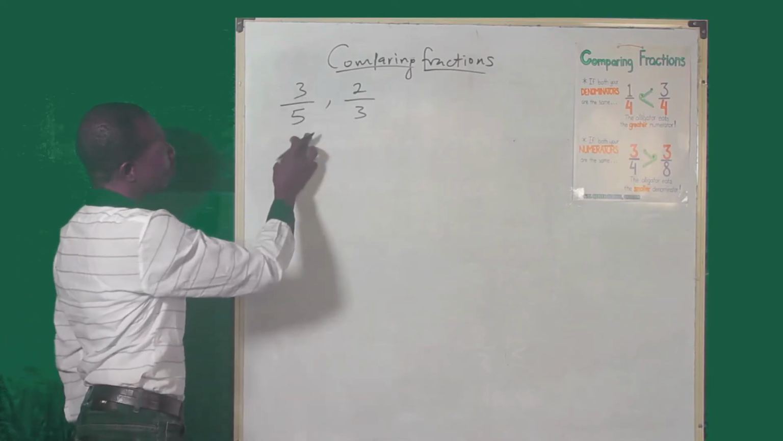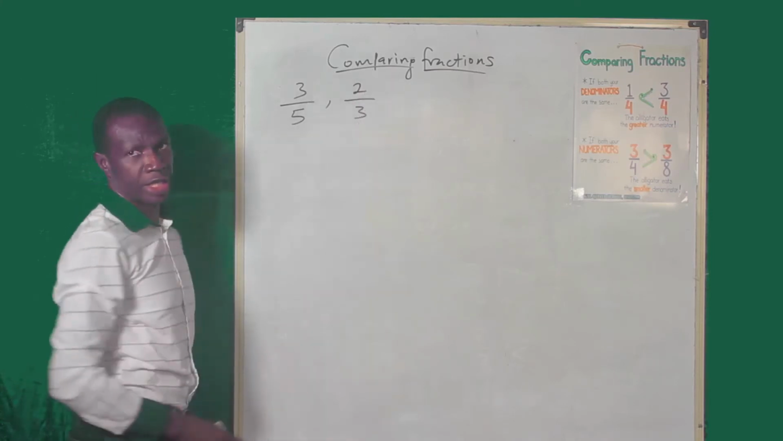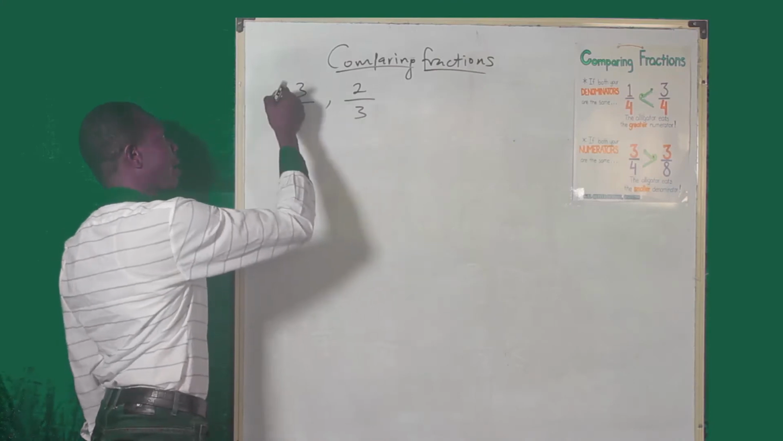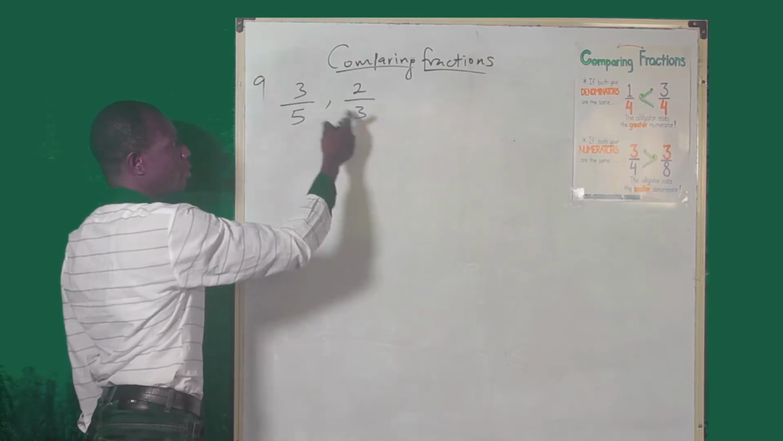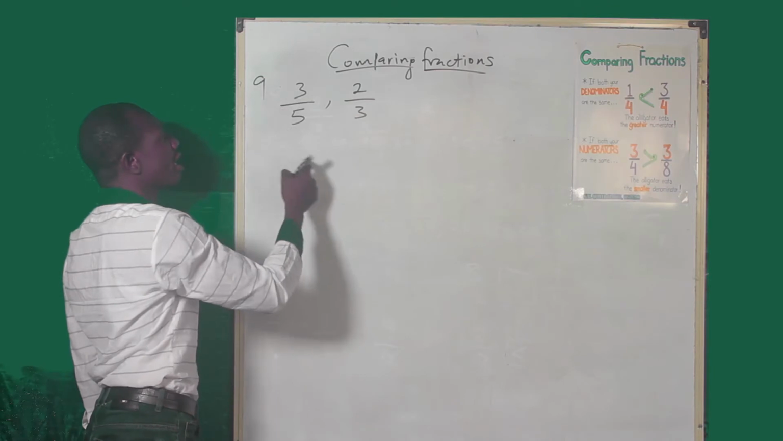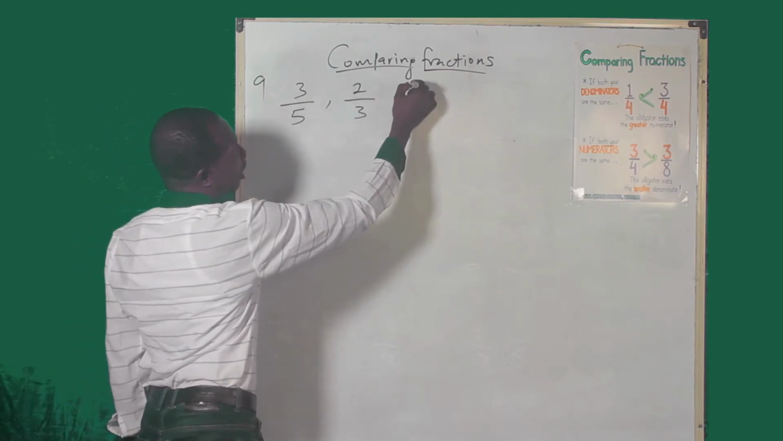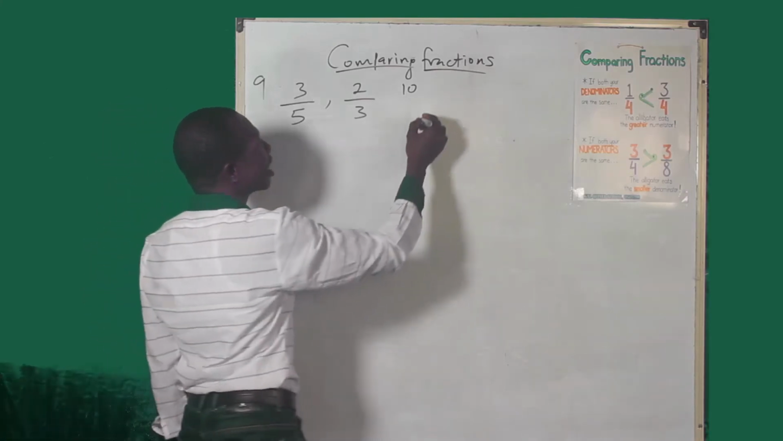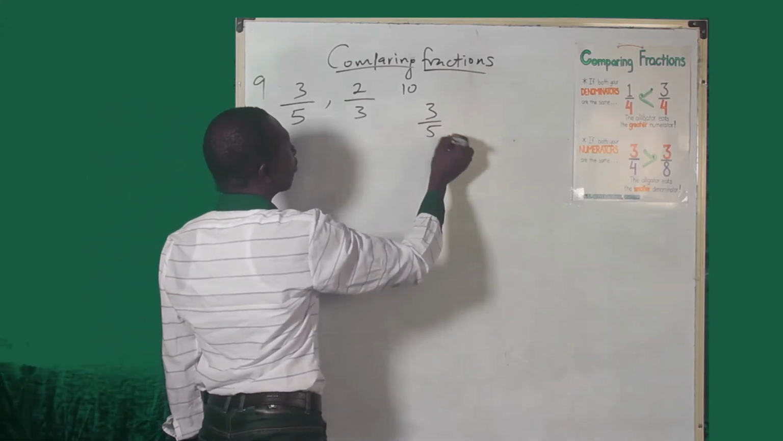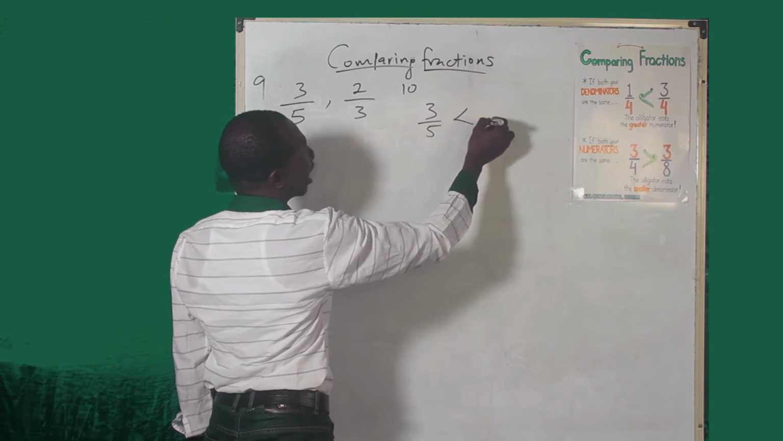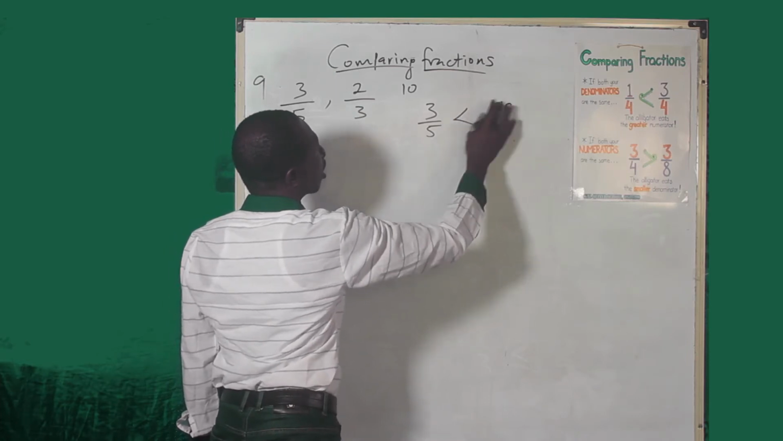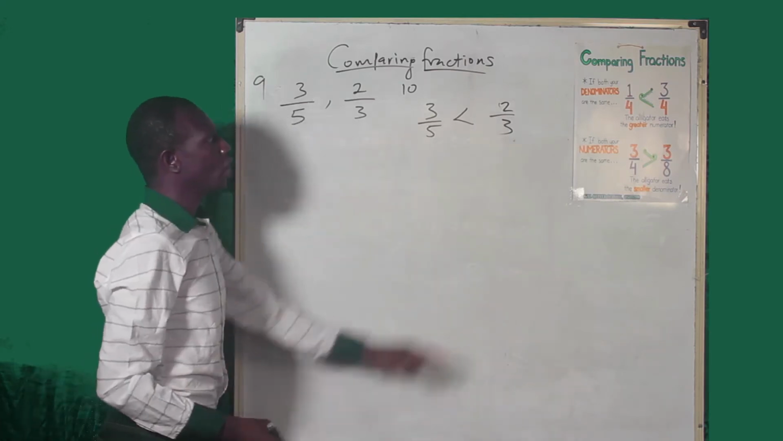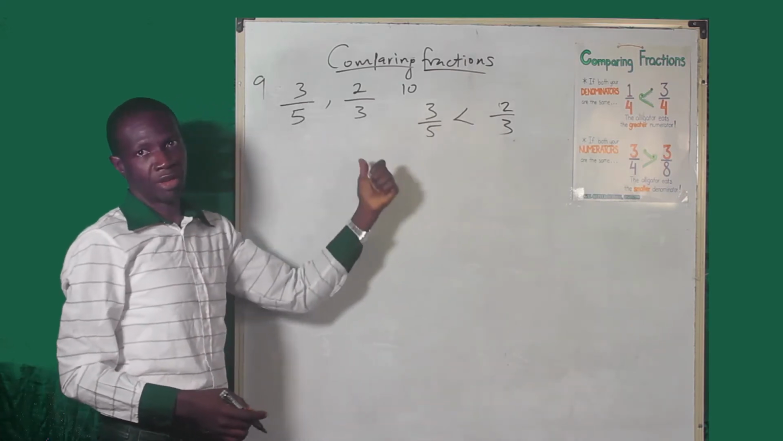We have 3 over 5 compared to 2 over 3. In the first method, 3 multiplied by 3, you have a 9. 5 multiplied by 2, you have a 10. Between 9 and 10, which one is bigger? 10, of course, which means 3 over 5 is less than 2 over 3. That is to say, 2 over 3 is greater than 3 over 5.